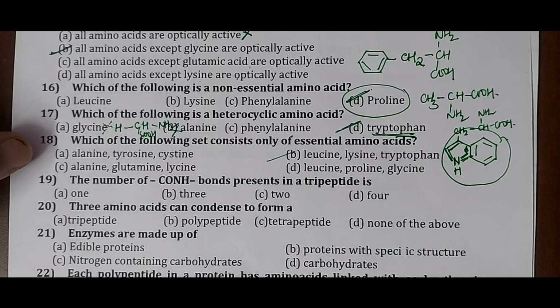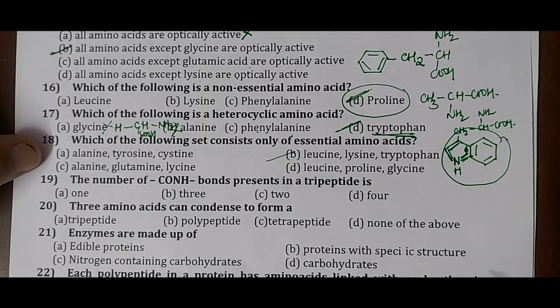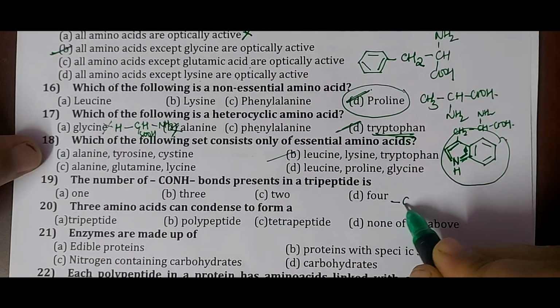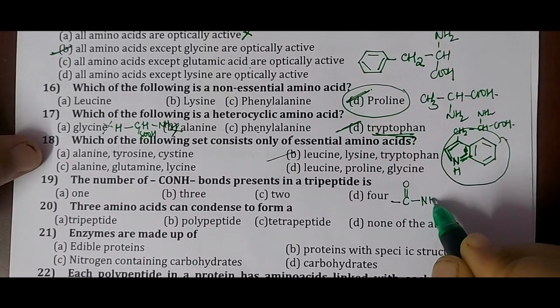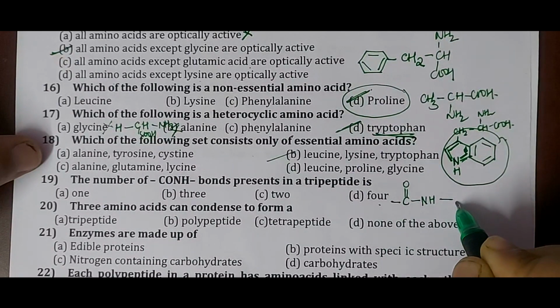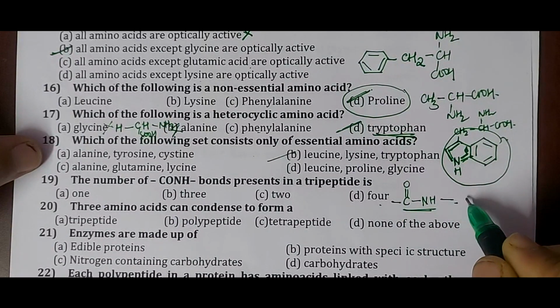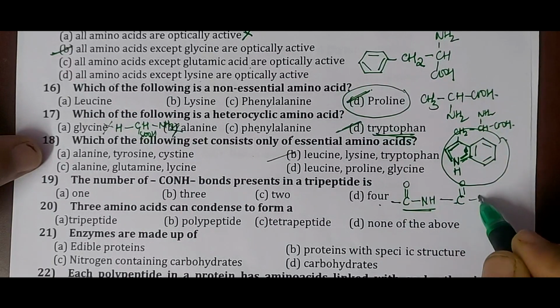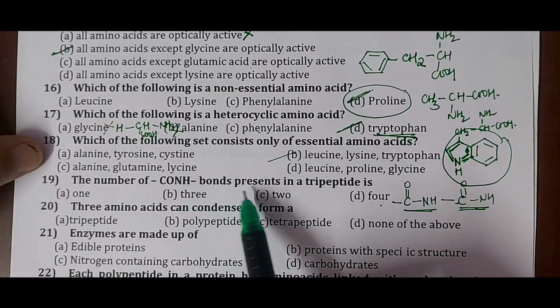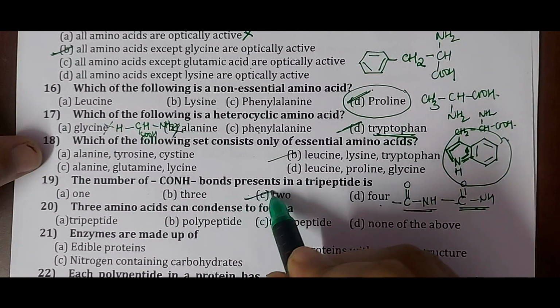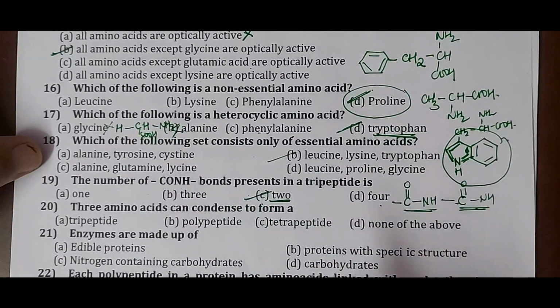Next, 19. The number of CONH bonds present in a tripeptide is. When two monomers join, a dipeptide is formed by one peptide bond. So a tripeptide would be formed by two peptide bonds. So the number of CONH bonds present in a tripeptide is 2. So the correct answer is option 2.